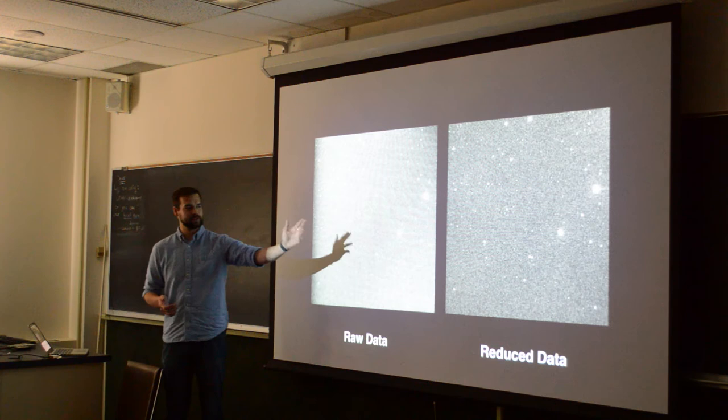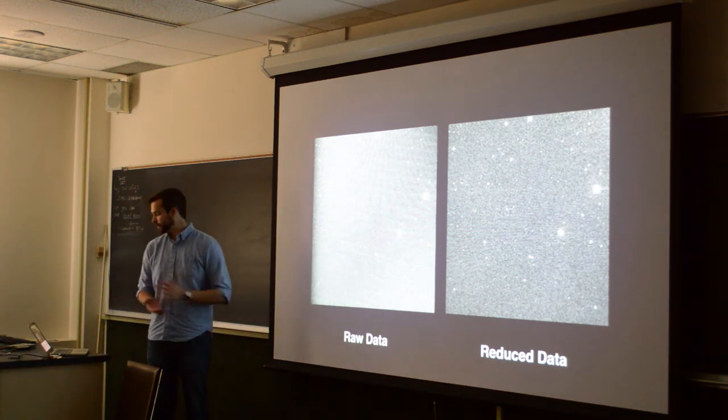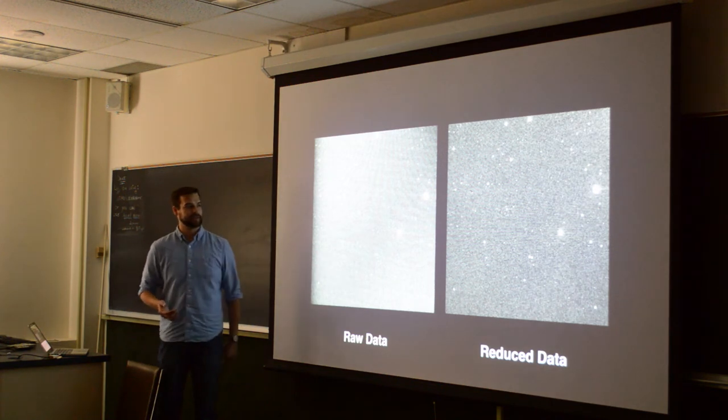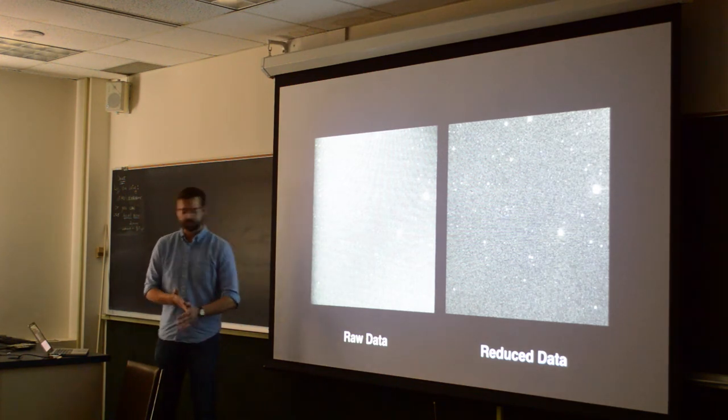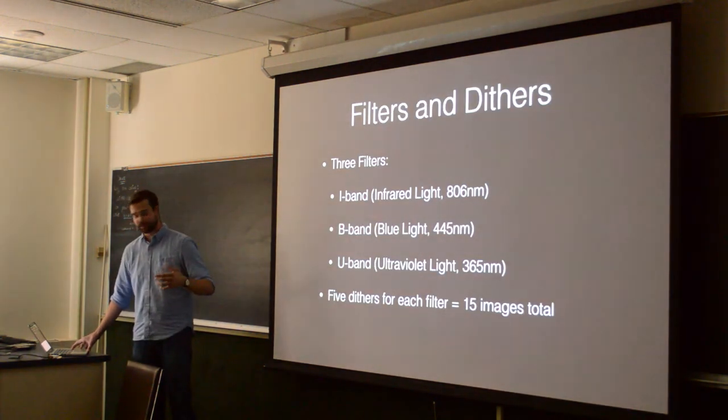I should mention that this is just one dither or image in one filter or band of light. This is ultraviolet light here. This is what the field looks like in ultraviolet. So now I want to talk about those two words I just said, filters and dithers.